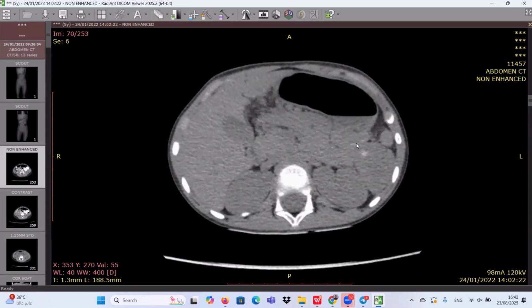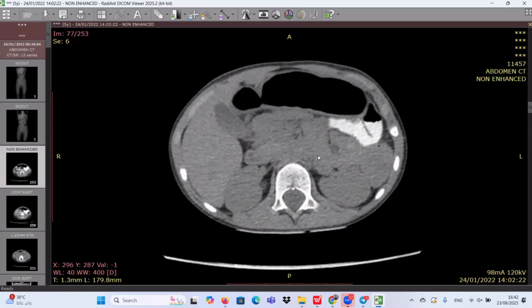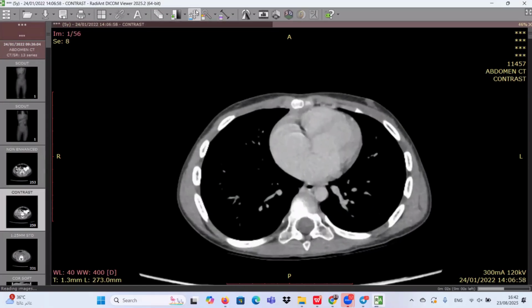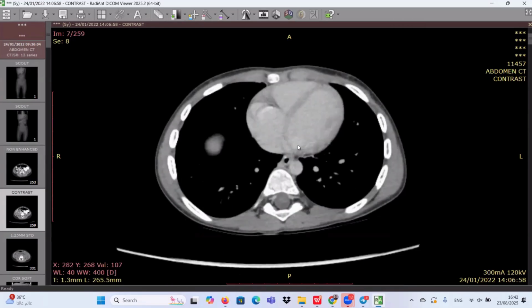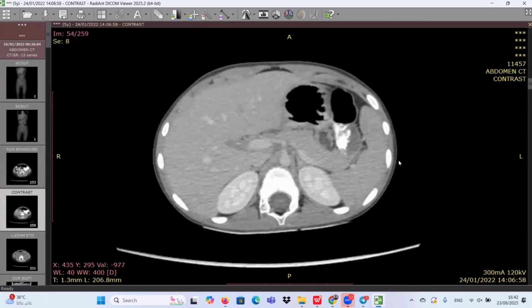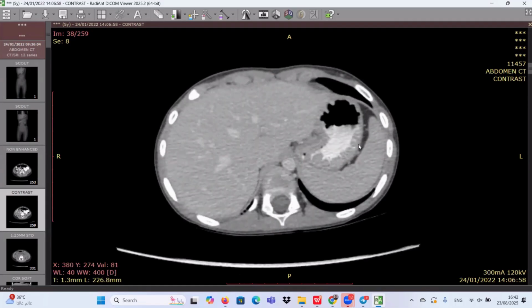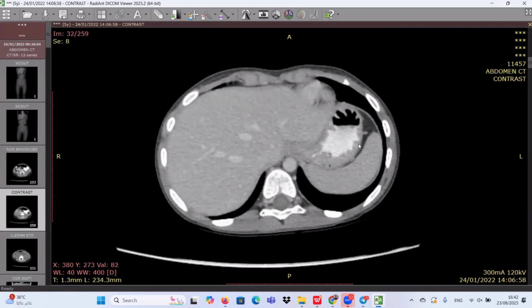I would ask for any history of chemotherapy. Can I show you the contrast-enhanced study, please? Yes, sure, sir. Sir, I'm scrolling downwards to look at the right-sided colon.